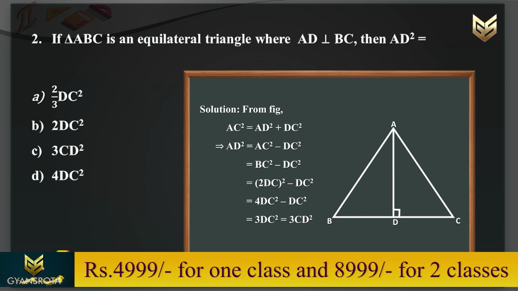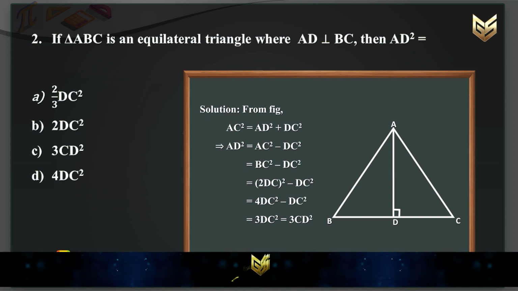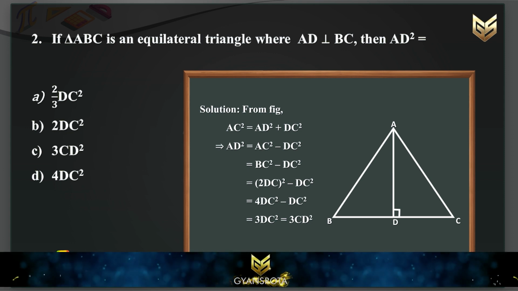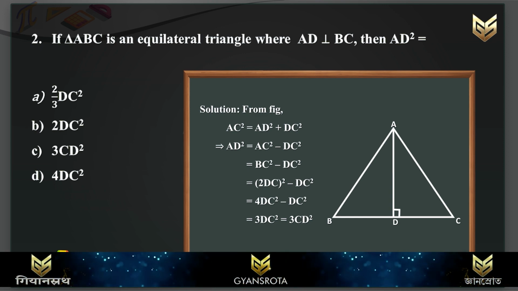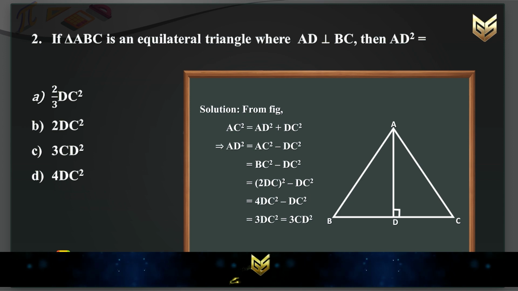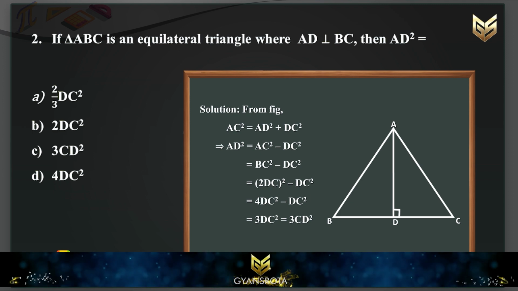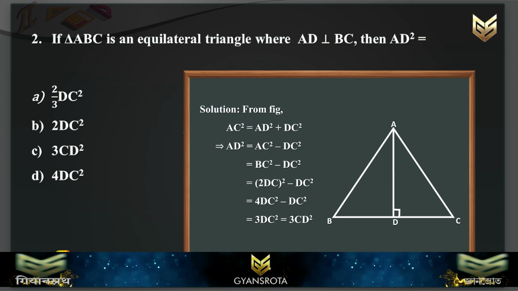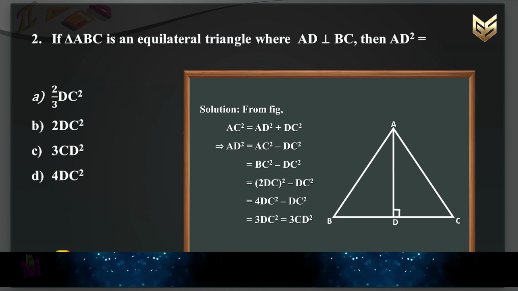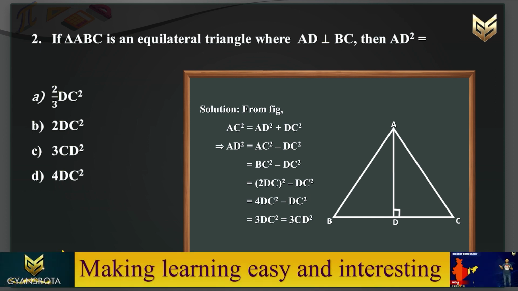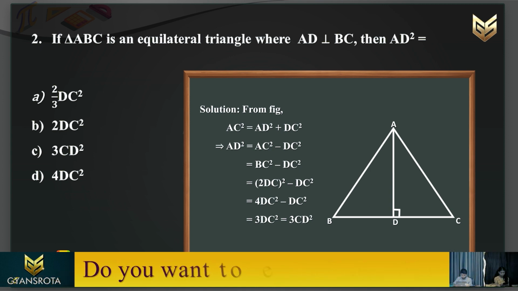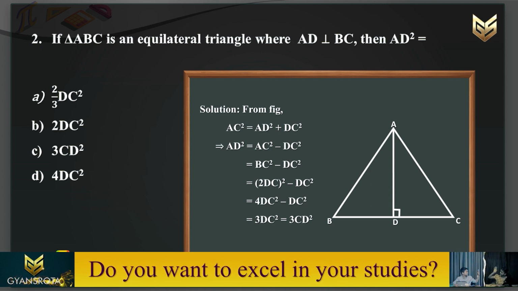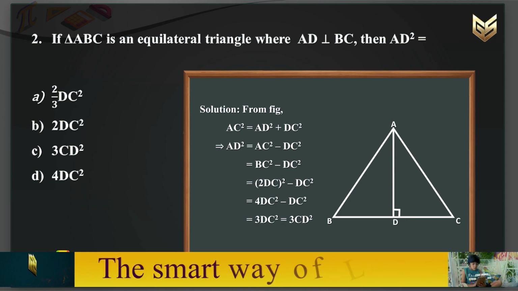Now BC means how much? Twice DC. So in place of BC square I can put (twice DC) whole square minus DC square. Twice DC whole square means 4 DC square, then minus DC square. So it becomes thrice DC square. So the answer is thrice DC square. So which option is the correct option? Option C is the correct option, that is 3 CD square.